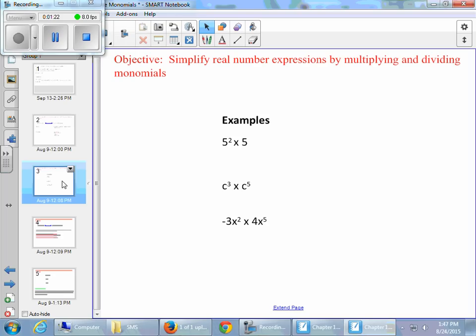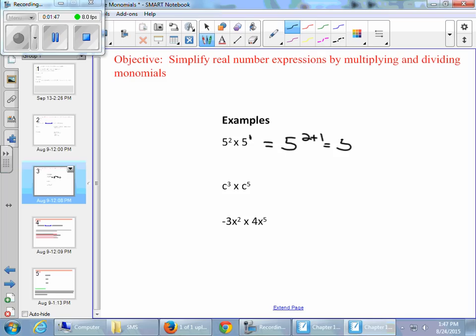Some people are going to say, well, Mr. Lewis, there is no power up there, so it's just 5 to the 2nd power. And you are absolutely incorrect, because each number is always to a power. If a number is by itself, it's always to the power of 1. So if we look at our bases, we have our base 5, and we have 2 plus 1 equals 5 to the 3rd power.